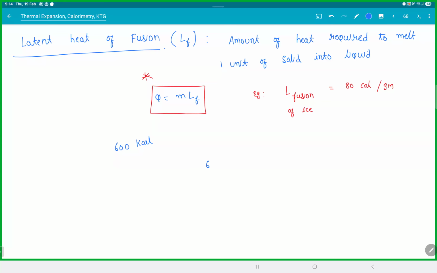So 600 kilocalories is 600 into 80 calories, you are burning 80 calories per gram. 600 kilocalories is 60 into 10 power 3 calories. And you're going to burn 80 calories per gram. Calorie will go off, gram will come up. That will be 60 by 8 into 10 power 3 grams. 10 power 3 grams is 1 kg. So 4 twos are 8, 4 15s are 60. That is 7.5 kgs of ice cubes. If you eat 7.5 kgs of ice, then it is equal to melting 600 kilocalories.